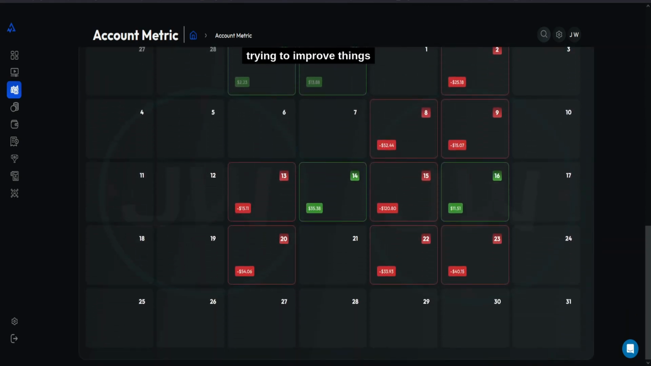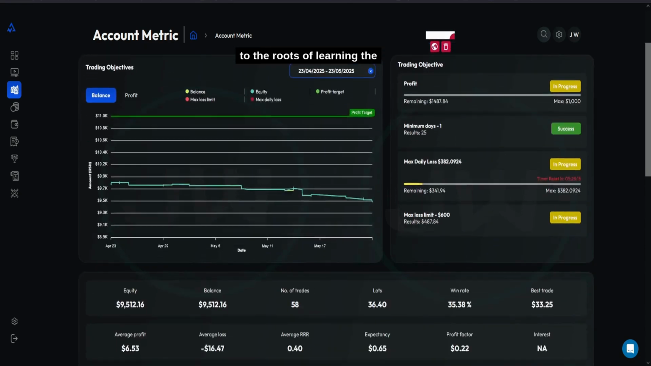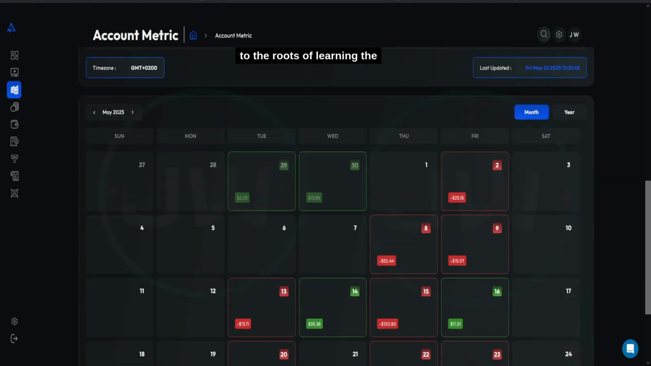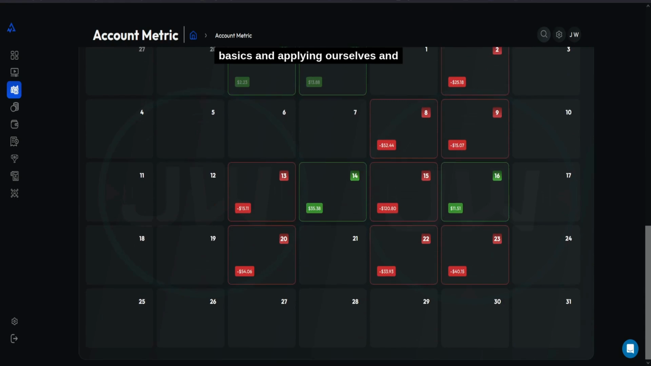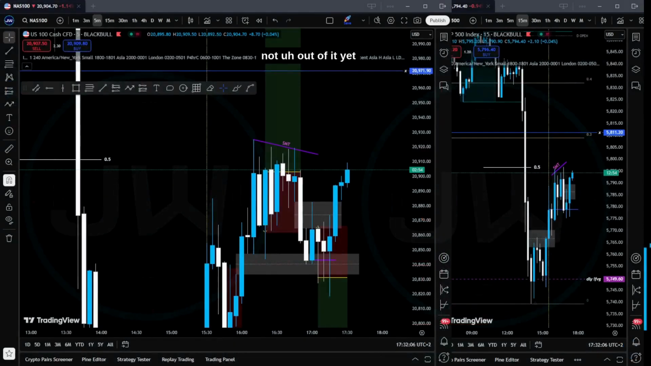We're going to keep trying to improve things and get back to what we were used to, back to the roots of learning the basics and applying ourselves and executing at the right time with patience and discipline and managing those trades properly. So yeah, I think it's a learning curve, but we are not out of it yet.